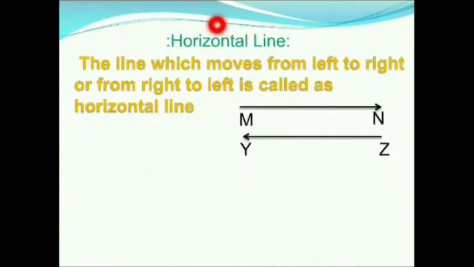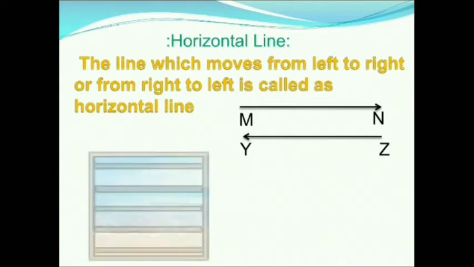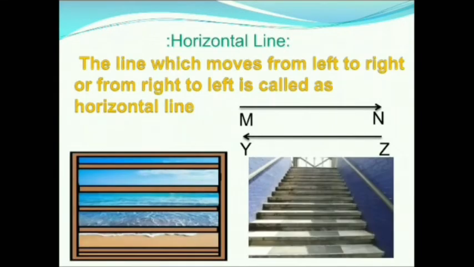Next, we will move to horizontal line. The line which moves from left to right or from right to left is called as horizontal line. Let us see some examples related to horizontal line. You can see that there is a picture of a window and stairs. Are there any horizontal lines in these pictures? Yes. You see stairs and windows every day, no? They all have horizontal line. See the things in your house and find out which all have horizontal line.